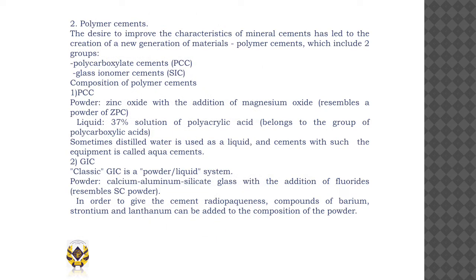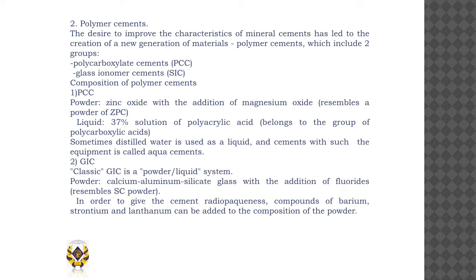Polymer cements. The desire to improve the characteristics of mineral cements has led to the creation of a new generation of materials, polymer cements, which include two groups: polycarboxylate cements and glass ionomer cements. Composition of polymer cements. The polycarboxylate cements consist of zinc oxide with an addition of magnesium oxide. The liquid is a 37% solution of polyacrylic acid. Sometimes distilled water is used as a liquid, and cements with such equipment are called aqua cements.